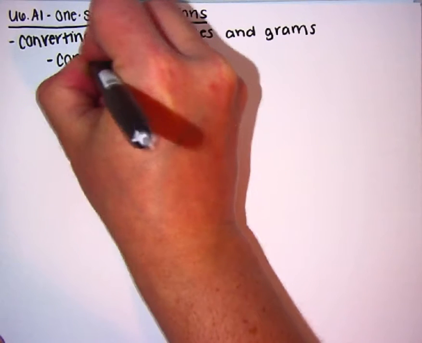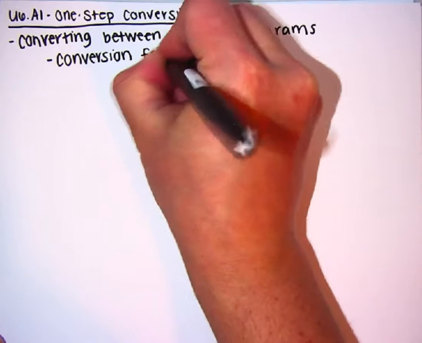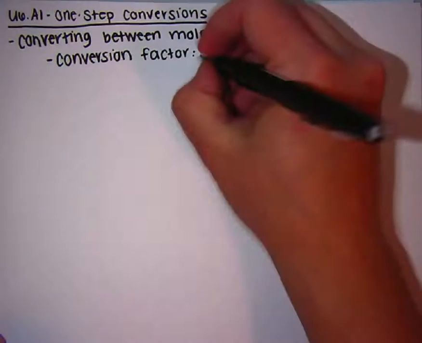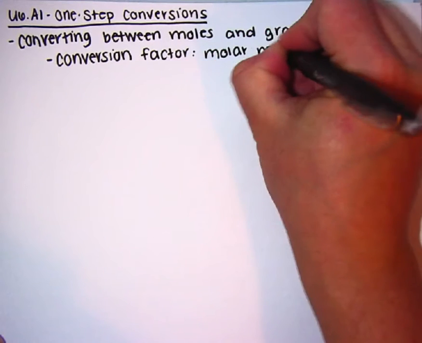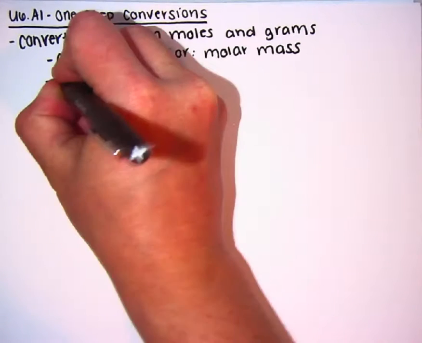So the conversion factor that we're going to use anytime that we are converting between moles and grams is the molar mass. Like if you were converting between inches and feet, there are 12 inches in every 1 foot. If we're converting between moles of carbon to grams of carbon, there's 12.01 grams in every 1 mole of carbon. That is our conversion factor.